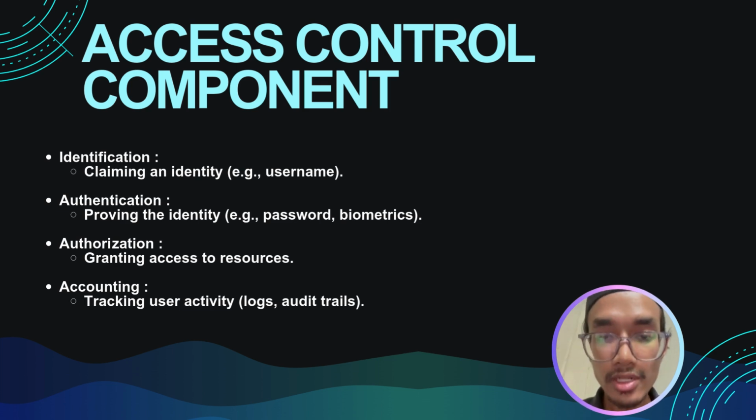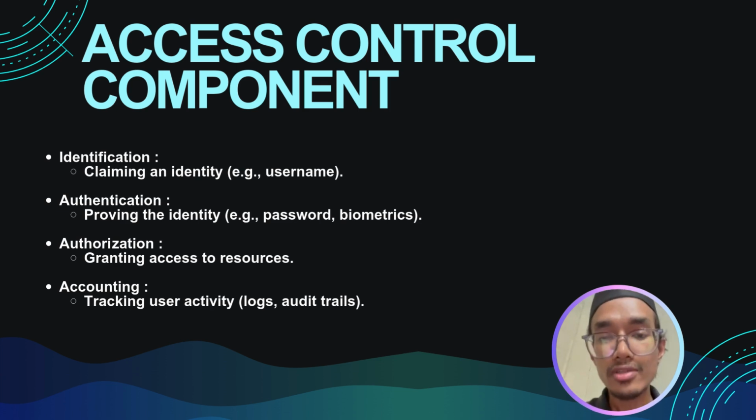In access control, there are a couple of components. The first one is identification. In identification, the user claims their identity, like entering a username. The second one is authentication. Authentication is the step that verifies the user is the right person, like using a password, fingerprint, biometrics, or face recognition. The next one is authorization.